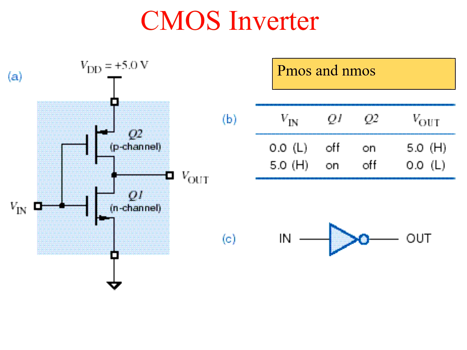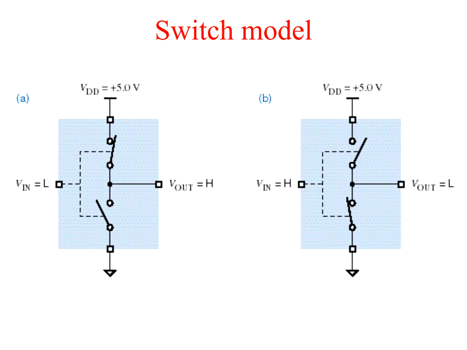When we compare the input and output, when the input is low, the output is high. When the input is high, the output is low. So it acts as a NOT gate. And this is a switch diagram for the CMOS.